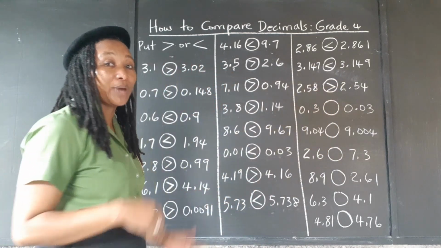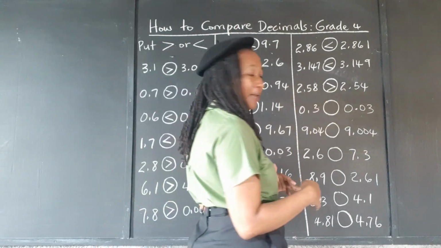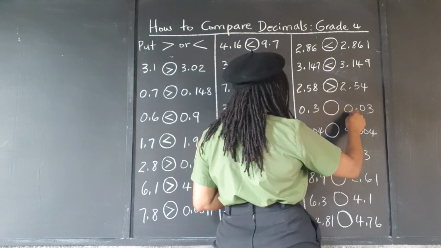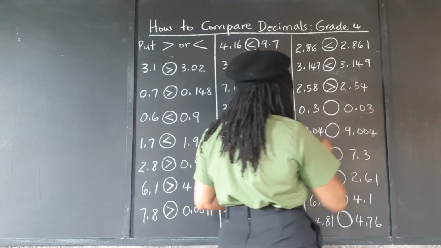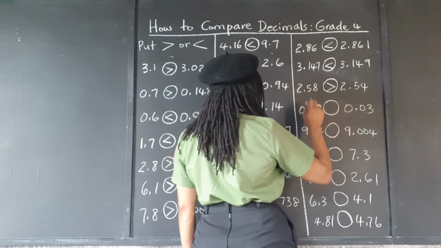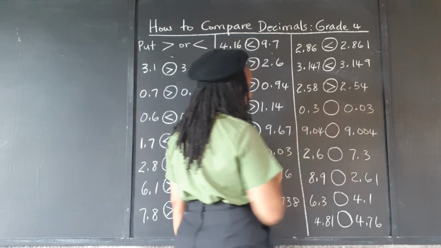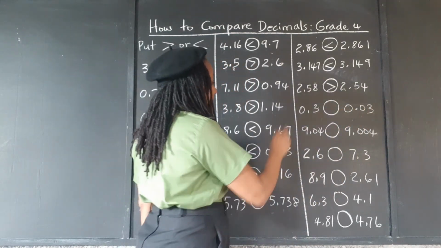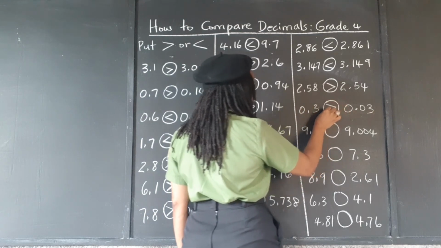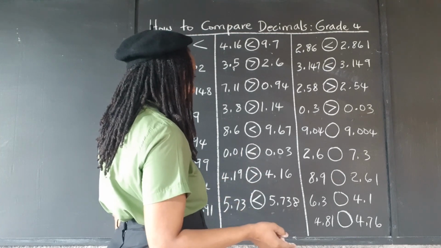Alright? So we have to compare them place by place. So we have 0.3 compared to 0.03. They both have a 0 in the ones place. This has a 3 in the 10th place. This has a 0 in the 10th place. That means this is the bigger number. 0.3 is greater than 0.03.